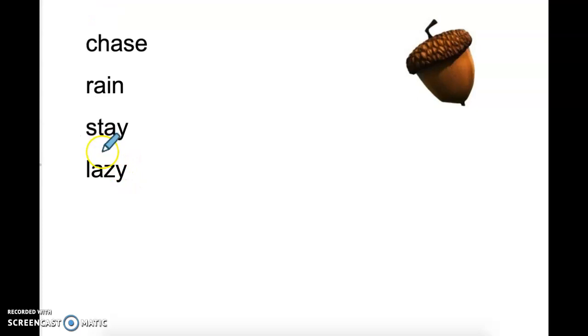When I talk about open syllable, it's because I'm going to split this word right here because it has two syllables, lazy. Well, it's an open syllable, which makes this a long vowel because the syllable ends in that vowel.